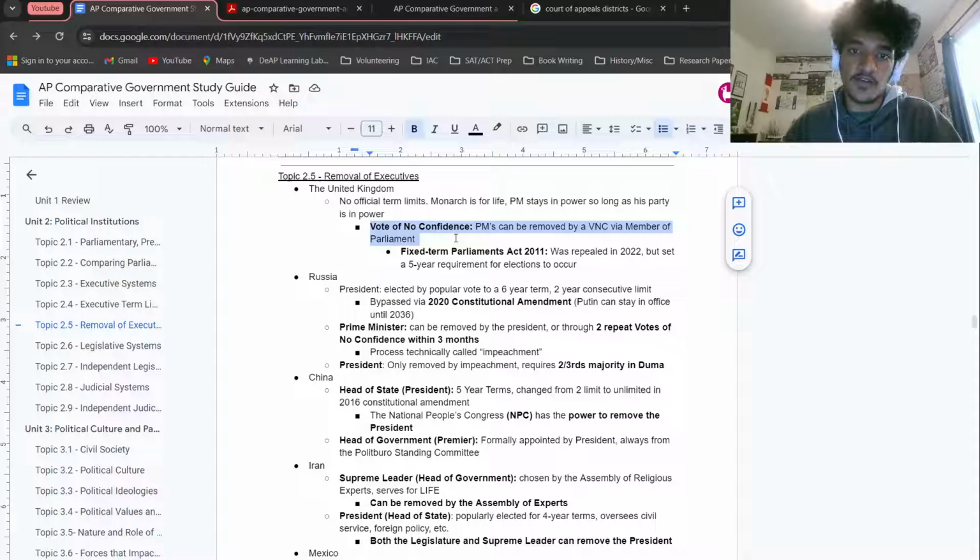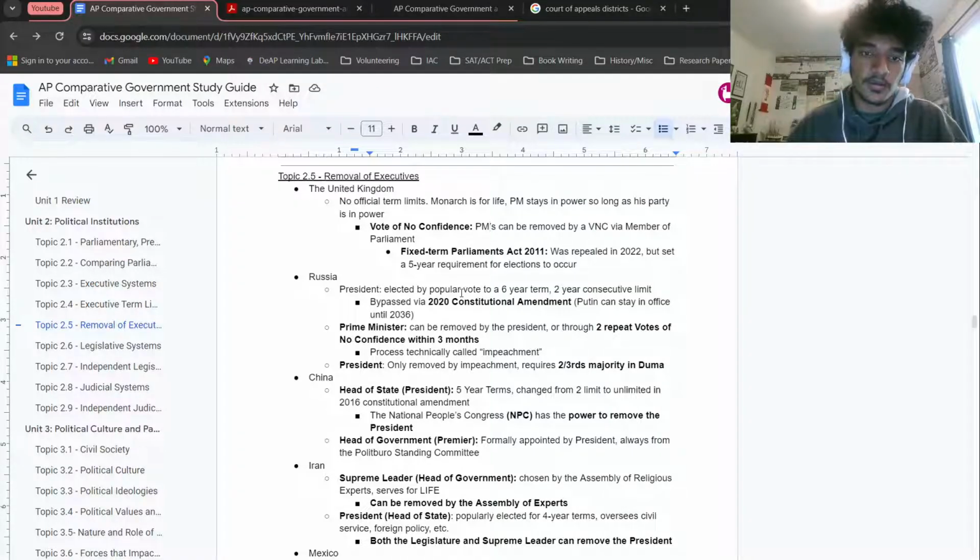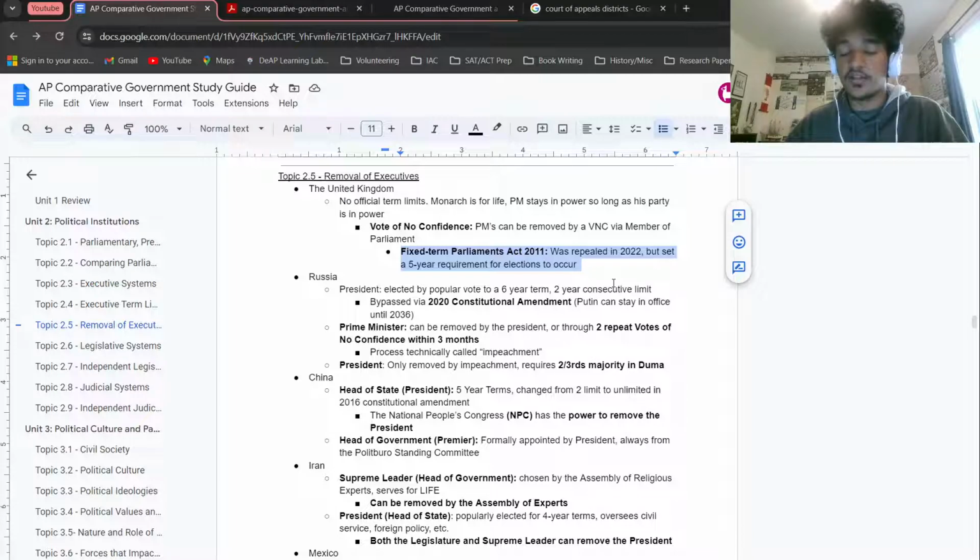United Kingdom, you've got your vote of no confidence. The MPs can call for a vote of no confidence and get the PM kicked out. And this was repealed, but this is the Fixed Term Parliaments Act. Remember, this was the every 5 years there has to be an election. As of 2022, this was repealed. So you will not be tested on that. So as of now, there's no requirement for MPs to have set election days because this was repealed as of making of this video.